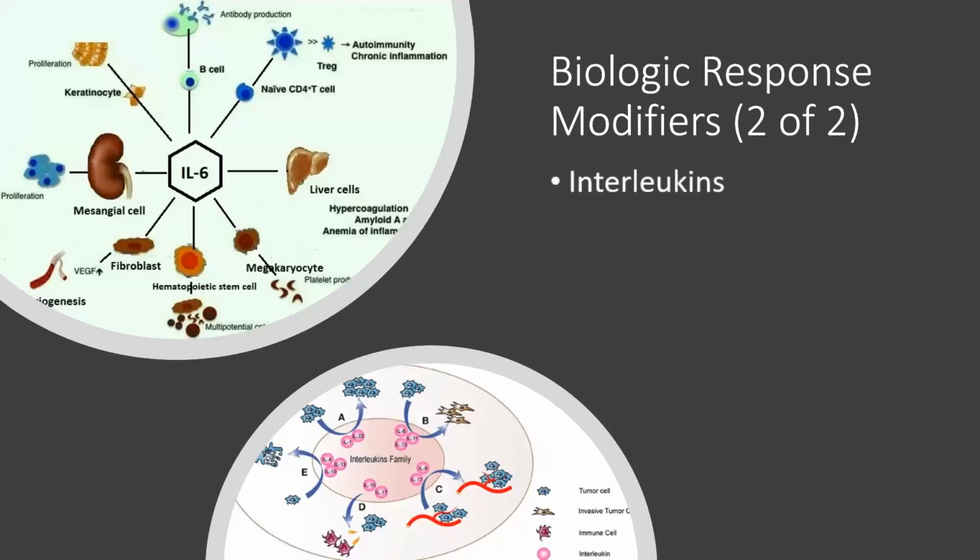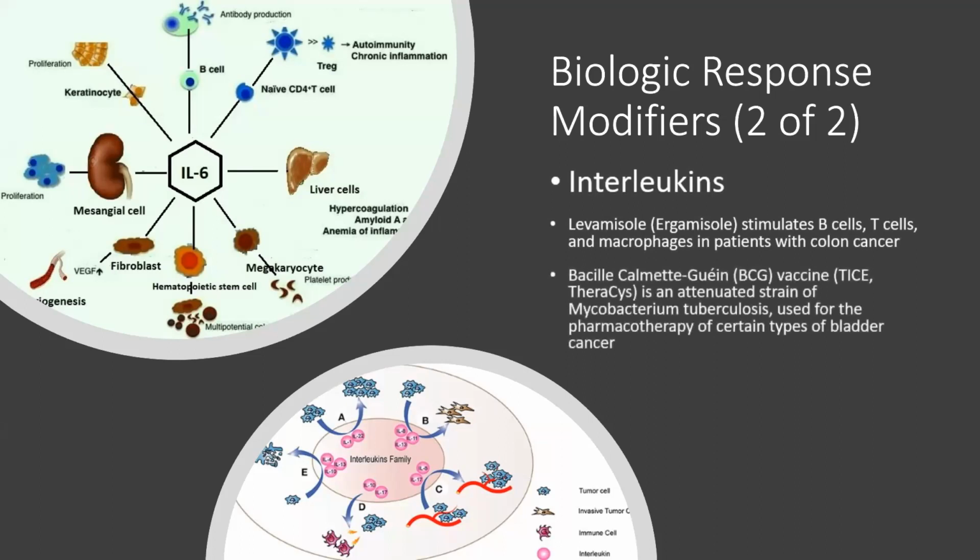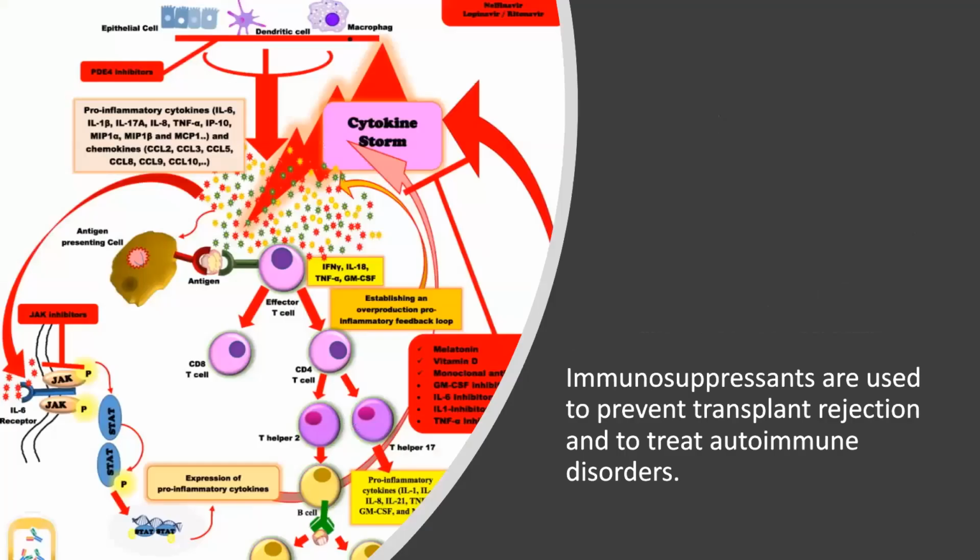Other than that, we have interleukins, also called IL. Examples are levamisole or aldesleukin. This stimulates the B cells, the T cells, and the macrophages. In patients with colon cancer, we give the vaccine called BCG, Bacillus Calmette-Guérin, or TICE Theracys. It is an attenuated strain of Mycobacterium bovis, which is used for the pharmacotherapy of certain types of bladder cancer. Then we use some immunosuppressants.